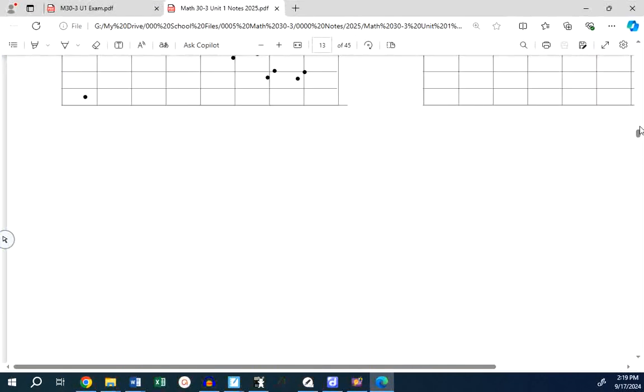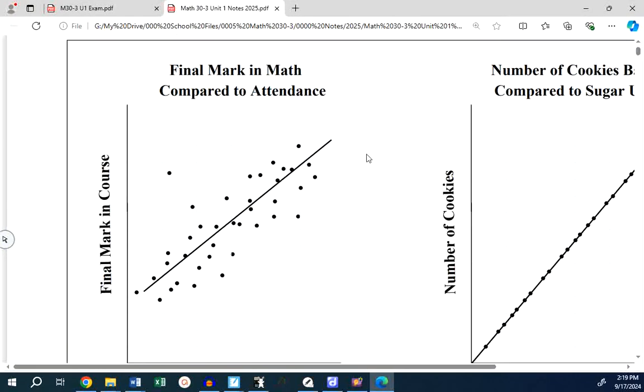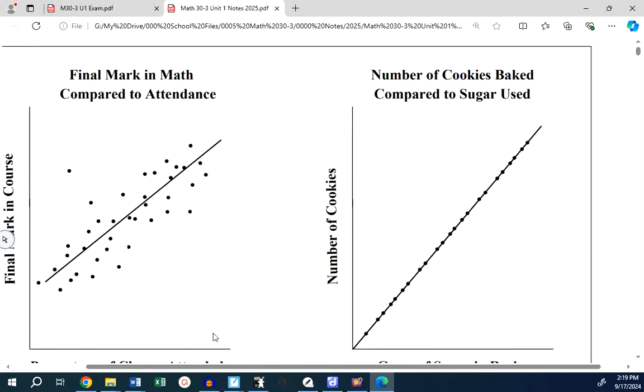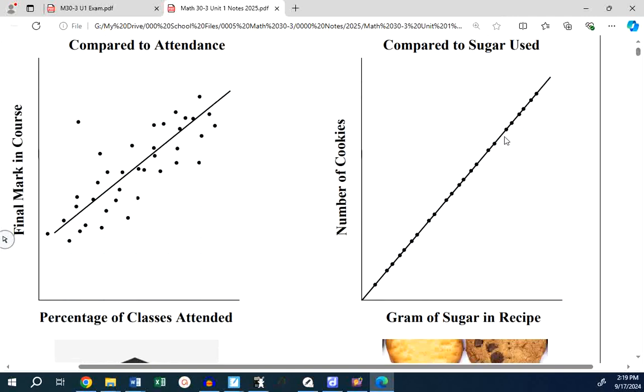When you take a look at the cover page of your unit handout, we have these two kind of linear relations. What were they? Final mark in a course compared to the percentage of classes attended, and number of cookies compared to how much sugar you put in the recipe. And what we said yesterday is they are both linear. As one goes up, the other goes up. By the way, this would be partial, which means probably if you don't even show up for class, you're going to get something for marks. But anyway, that this type of relationship is perfect, we would say.